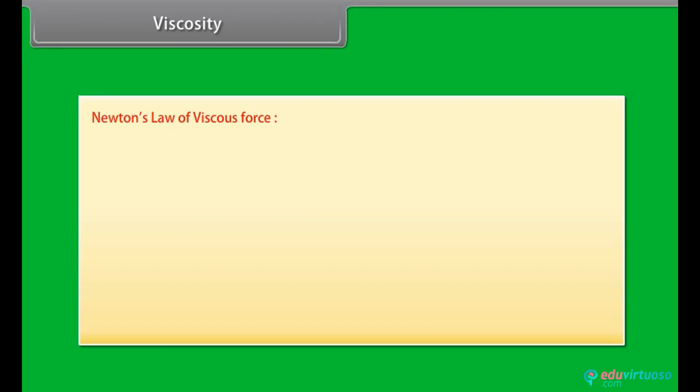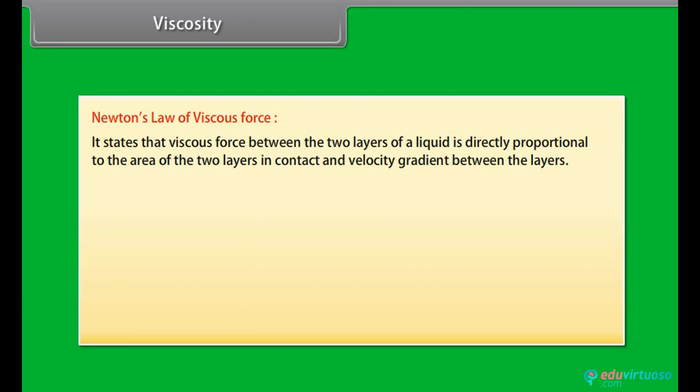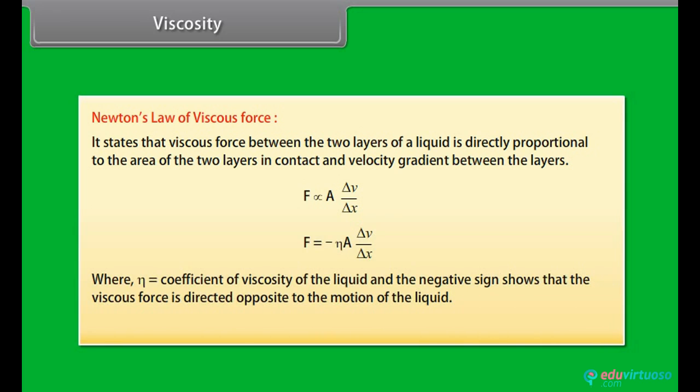Newton's law of viscous force states that the viscous force between two layers of a liquid is directly proportional to the area of the two layers in contact and the velocity gradient between the layers. F is directly proportional to A into delta v upon delta x. This equation can be written as F is equal to minus eta A into delta v upon delta x, where eta is the coefficient of viscosity of the liquid, and the negative sign shows that the viscous force is directed opposite to the motion of the liquid. Its dimensional formula is M L to the power minus 1 T to the power minus 1.